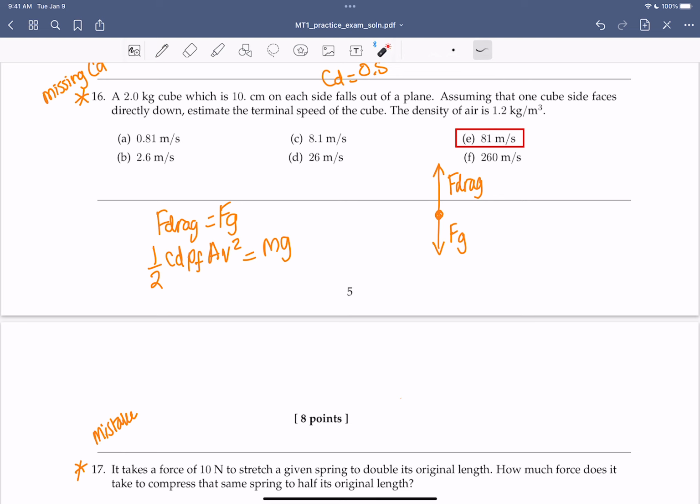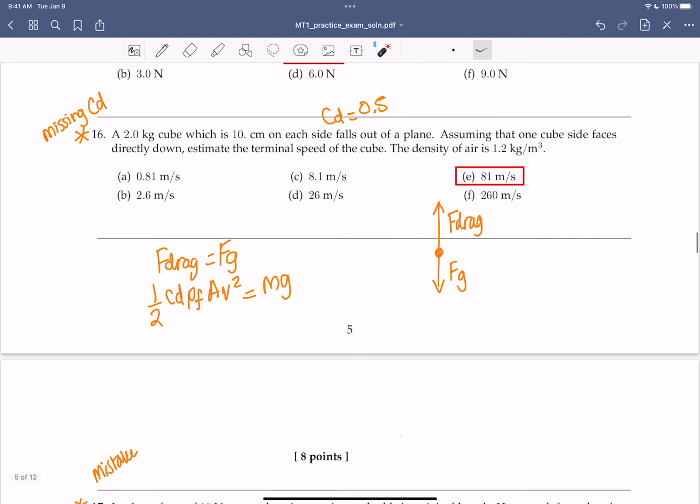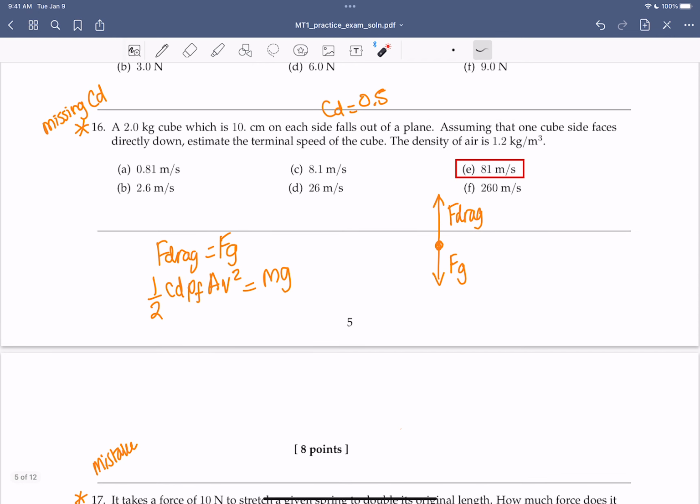So using that, we are able to plug in drag coefficient, that's 0.5, density of air is 1.2 kilograms per meter cubed. Area would just be the cross-sectional area of the cube. And so the cross-sectional area, when they say that one cube side faces directly down, that cube side that's facing directly down, that's feeling that air resistance directly, that's going to be your cross-sectional area.